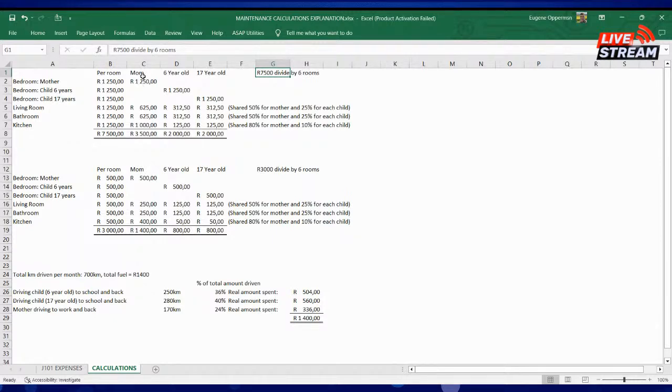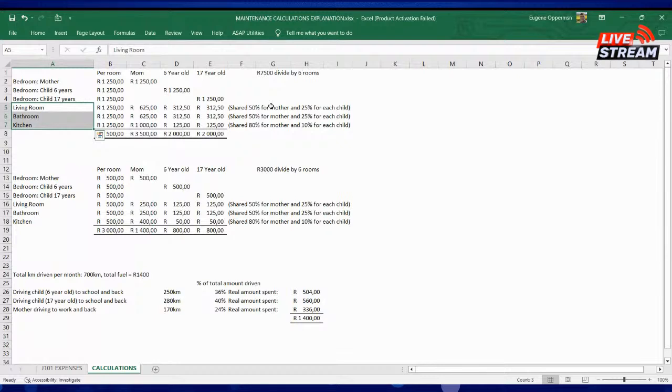Obviously, mom would pay for her own room or be responsible for her own room. The 6-year-old child, 1,250, that's their portion. And then the 17-year-old as well. That seems fair, that seems reasonable. Now, we're still left with the living room, the bathroom, and the kitchen. If we use those amounts and we work it out, let's say, for example, the living room.